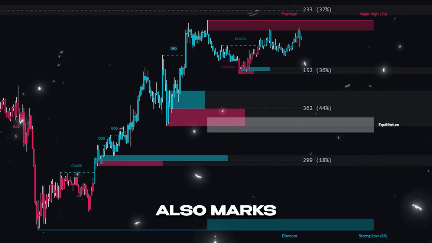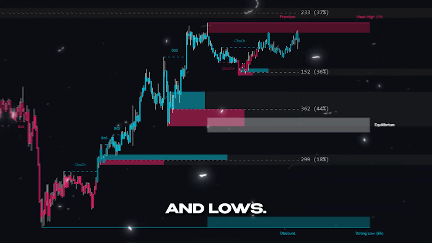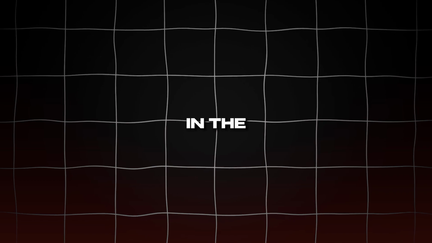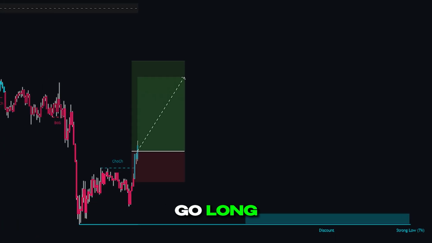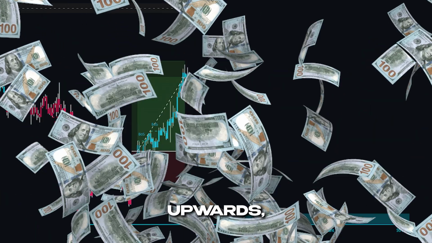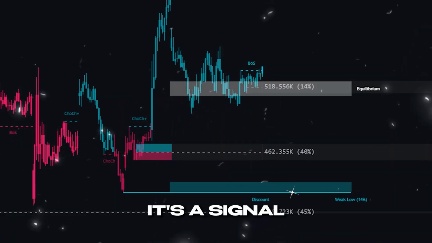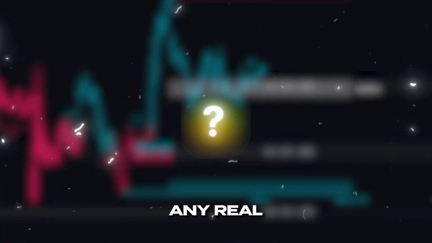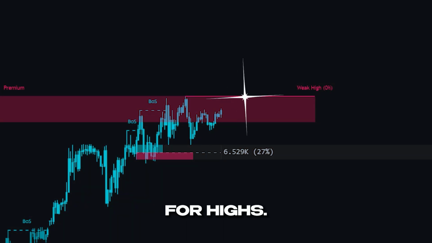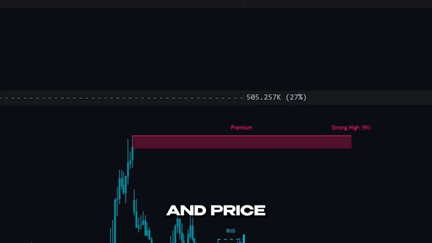And it gets even better. The toolkit also marks strong and weak highs and lows. This is one of the most underrated tools in the entire suite. If you're looking to go long and the current low is marked strong, that's your cue. Price is more likely to respect that low and reverse upwards. But if that low is weak, it's a signal that it could be swept before any real reversal happens. Same logic for highs. If a high is weak, price is more likely to break through it, grabbing liquidity. If it's strong, the high may hold and price could reverse.